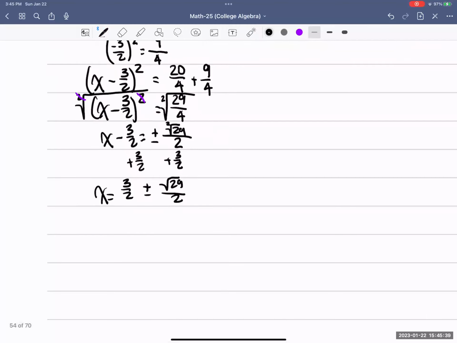And let's separate these into two different solutions. Since we do have two different solutions, hopefully it looks a little bit better. So we have x is equal to 3/2, we'll do the plus part first, plus the square root of 29 over 2. And also the second part is going to be equal to 3/2, we have our other solution, the minus one, minus the square root of 29 over 2. And those are our two solutions.